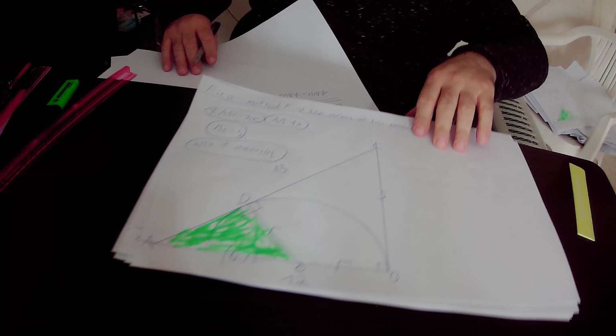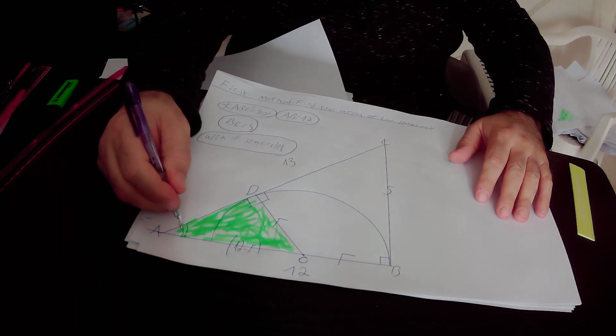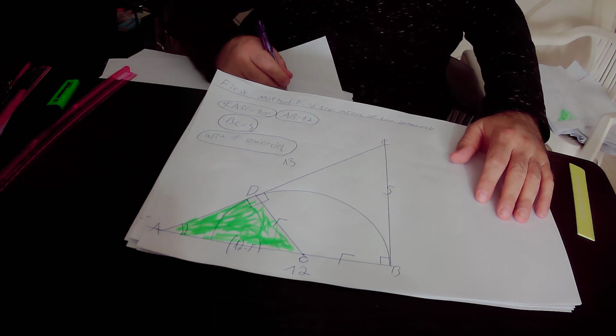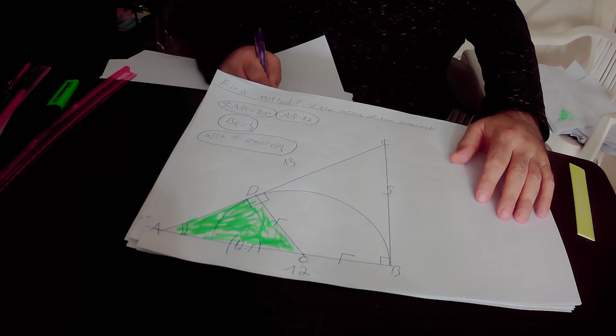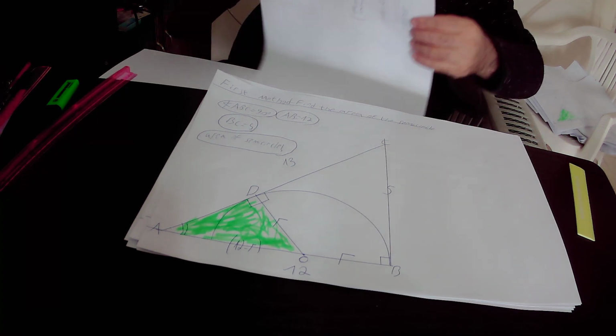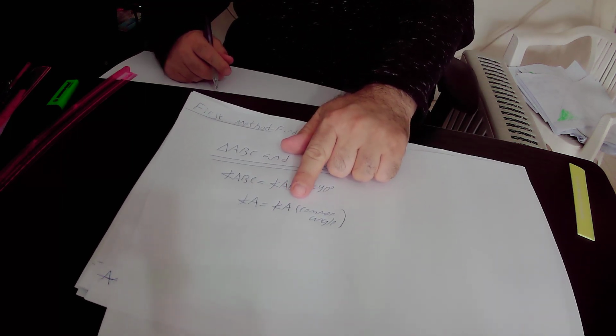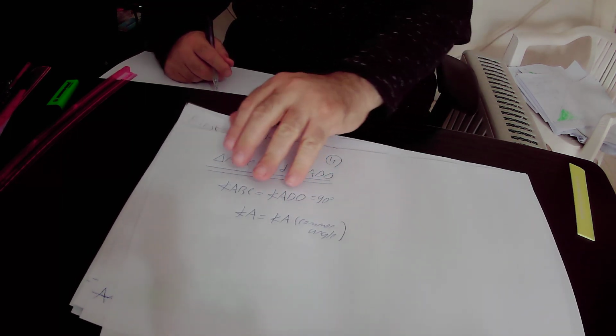And we also have this angle. This angle is a common angle. It belongs to both triangles. So we can write down that angle A equals angle A. It's a common angle that belongs to both triangles. I'll repeat again. Angle A equals angle A. It's a common angle that belongs to both triangles.